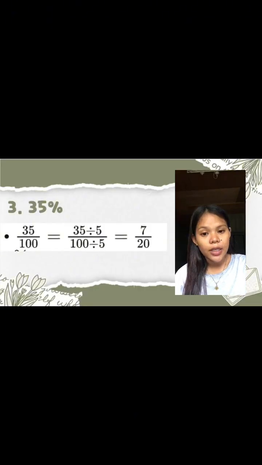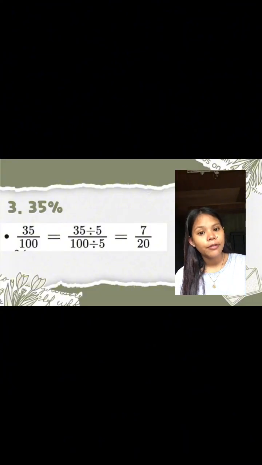Then number 3 is 35%. Same way to convert the percentage to a fraction. So 35 over 100. We divide both the numerator and denominator by their greatest common divisor. For 35 over 100, the GCD is 5. So 35 divided by 5 equals 7, and 100 divided by 5 equals 20. So the correct answer is 7 over 20.